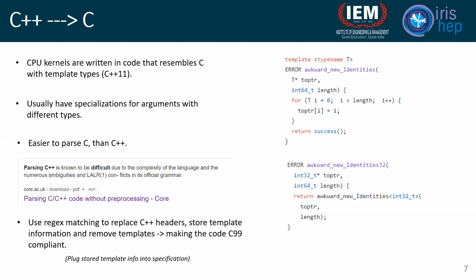And the way we do this of converting C++ to C is using regex matching. So we replace the C++ headers, store the template type information, remove the template types, and store all of this information in some tokens that we can plug in later into the specification.